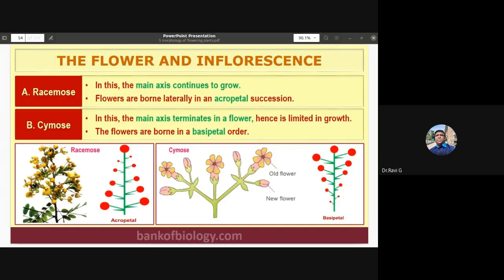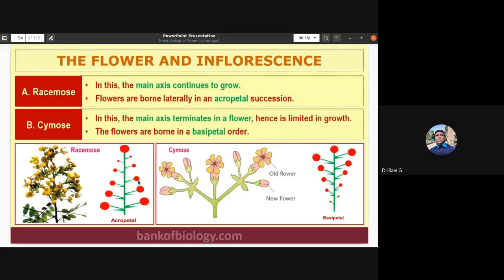That is, the older flowers are found at the base of the inflorescence. You can see it in this diagram. The older flowers are found at the base of the inflorescence, and younger flowers or the floral buds you find at the apex of the inflorescence. So we call this type of arrangement as acropetal succession of flower.